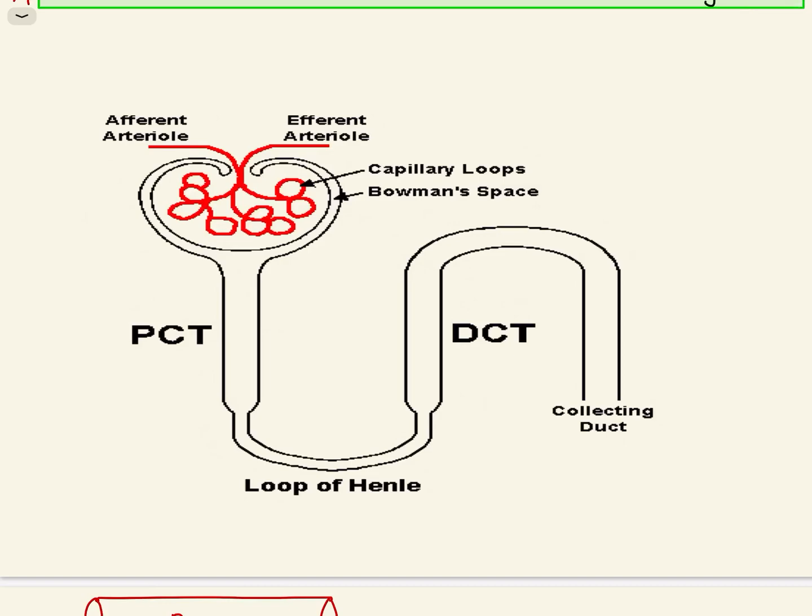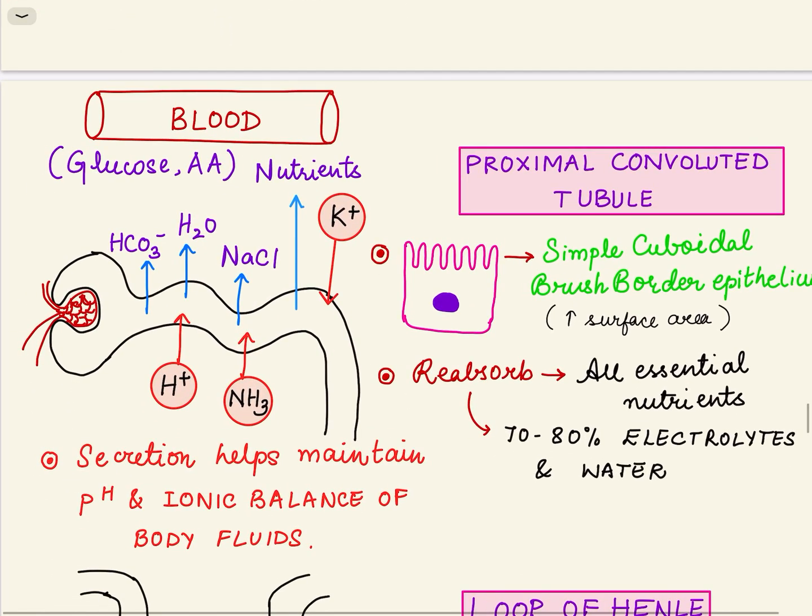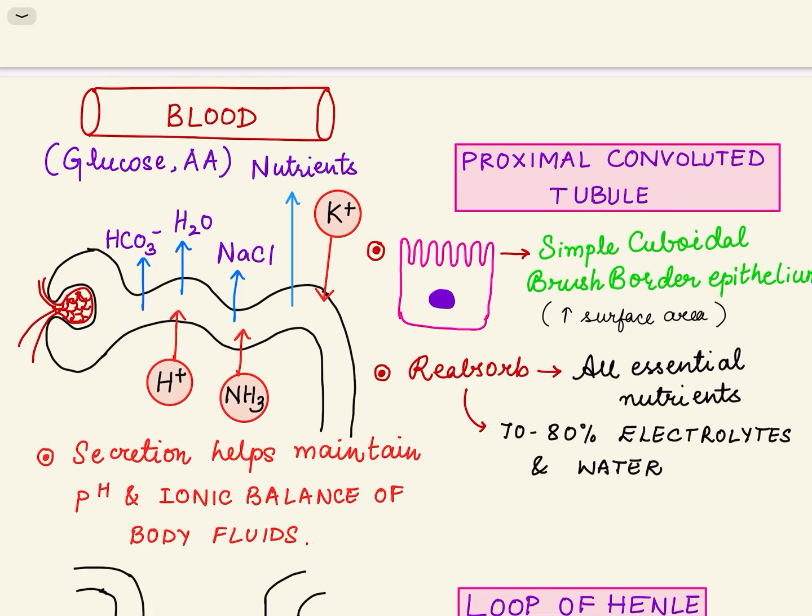So in today's video we are going to learn about the functions of the tubules. As you all know, in the structure we came to know about the proximal convoluted tubule, the loop of Henle, the DCT and the collecting duct. In the next video about urine formation, we got to know how urine is formed by three processes: glomerular filtration, tubular reabsorption and tubular secretion. So in today's video we are going to see how this tubular secretion and tubular reabsorption actually happens, right?